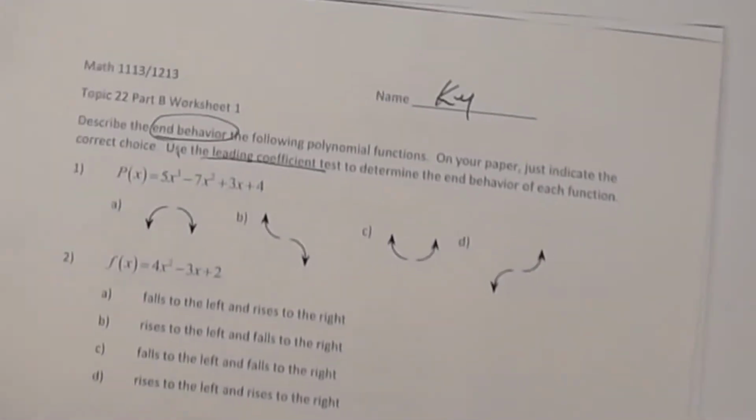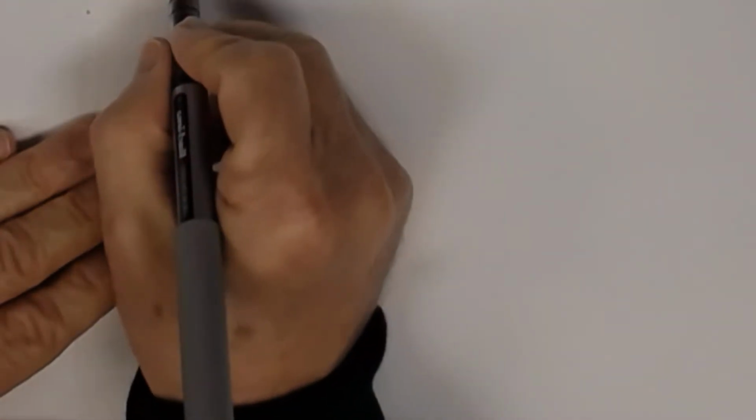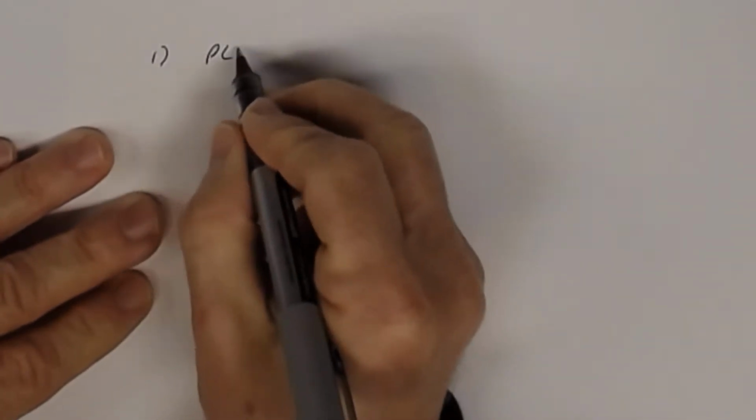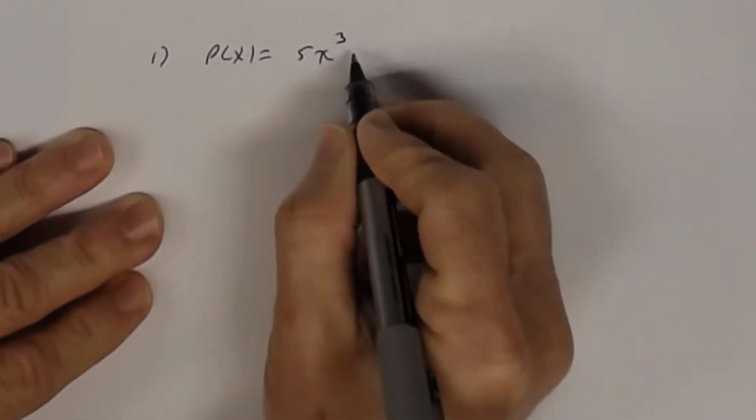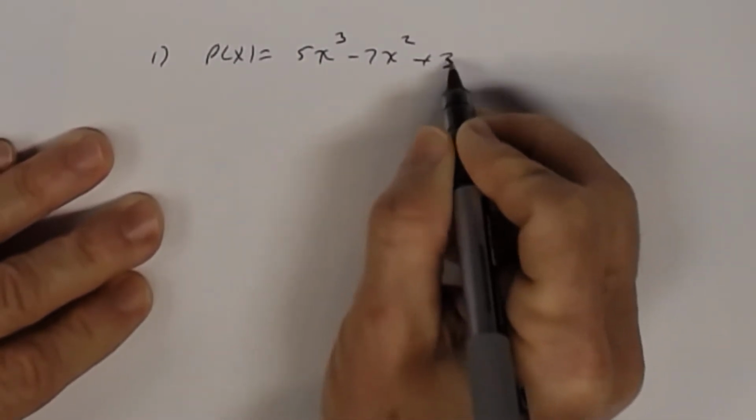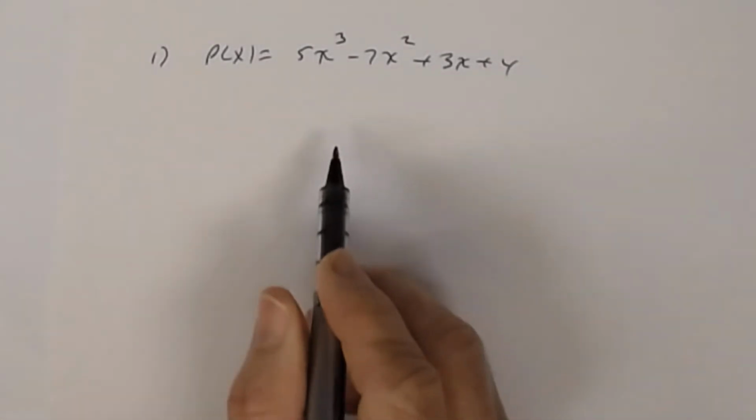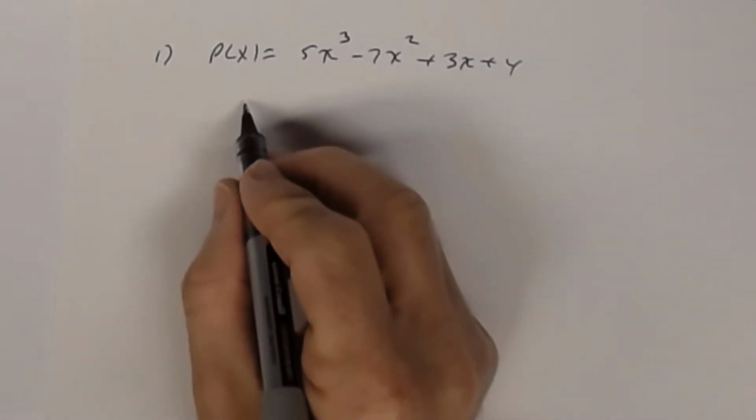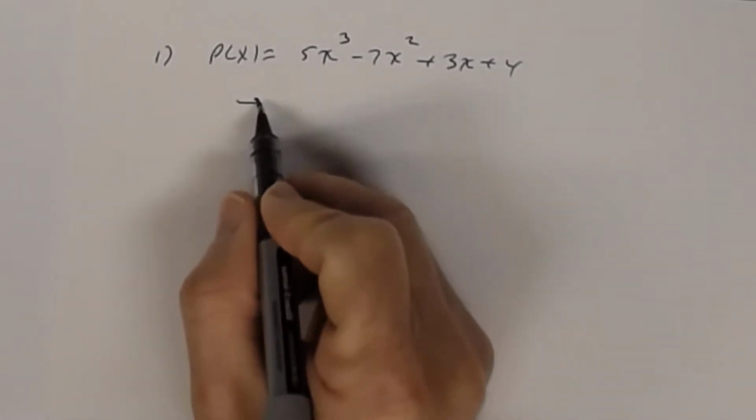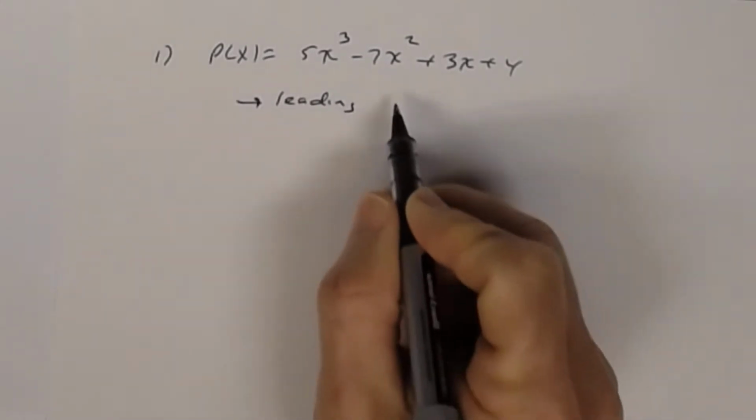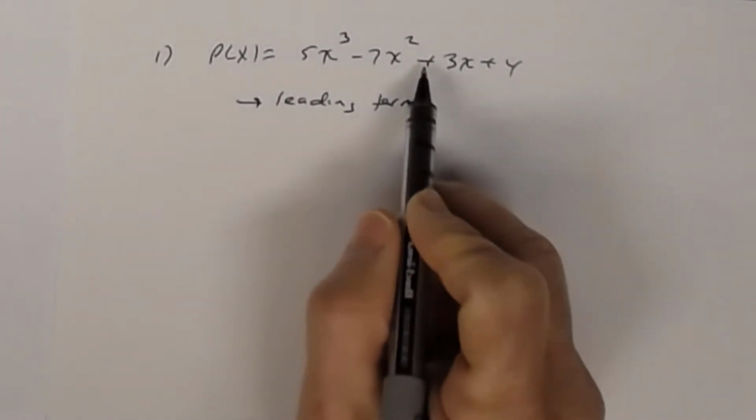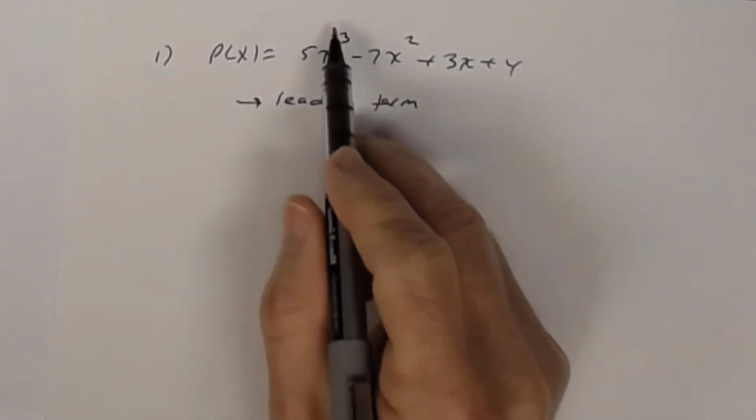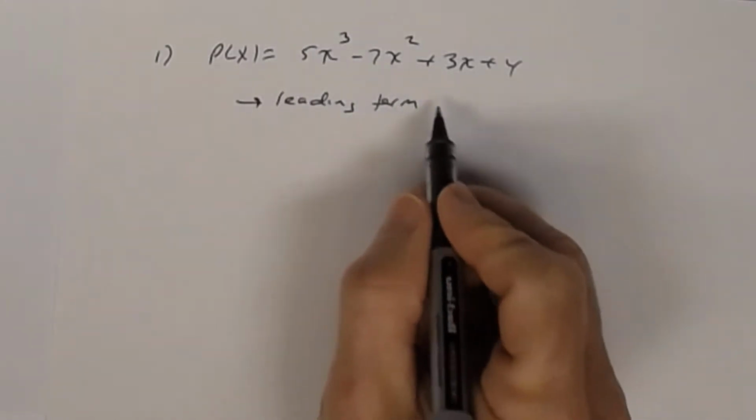All right, so let's look at number 1. Go ahead and write that function out. In number 1, we have p of x is equal to 5x cubed minus 7x squared plus 3x plus 4. If you're going to discuss the end behavior using the leading coefficient test, you need to know what the leading term is. You learned that in a previous lesson. The leading term is the term with the largest exponent, the largest degree. So this will be it right here, 5x cubed.